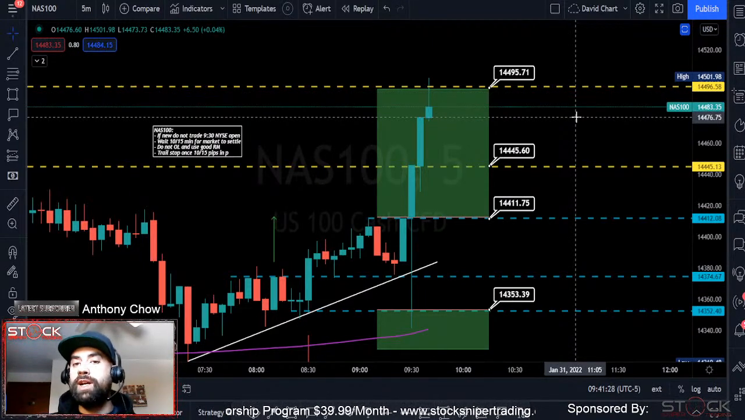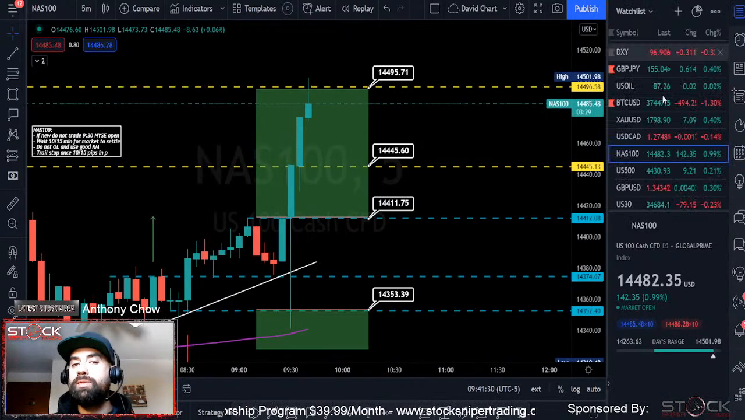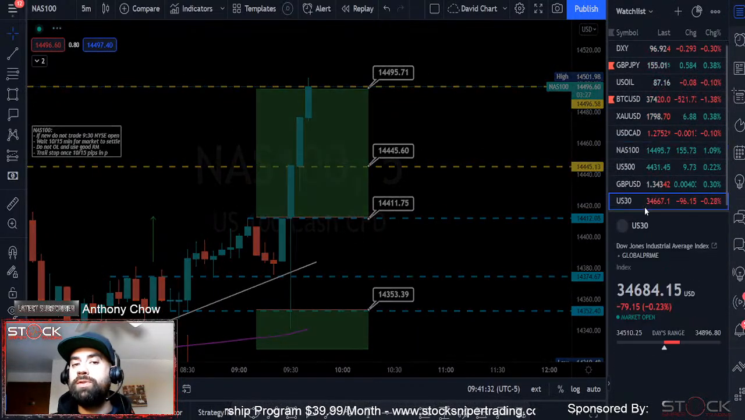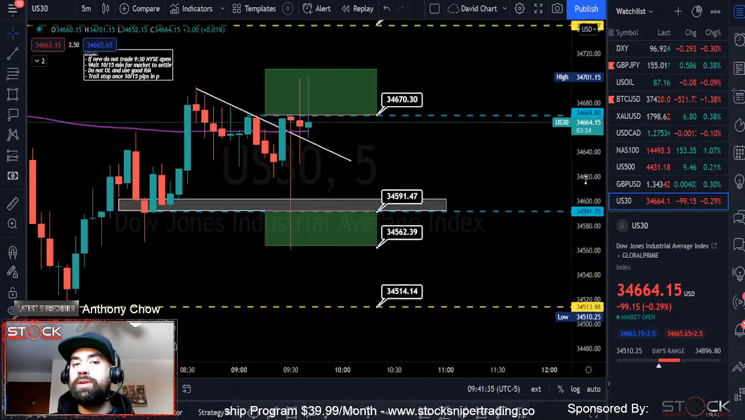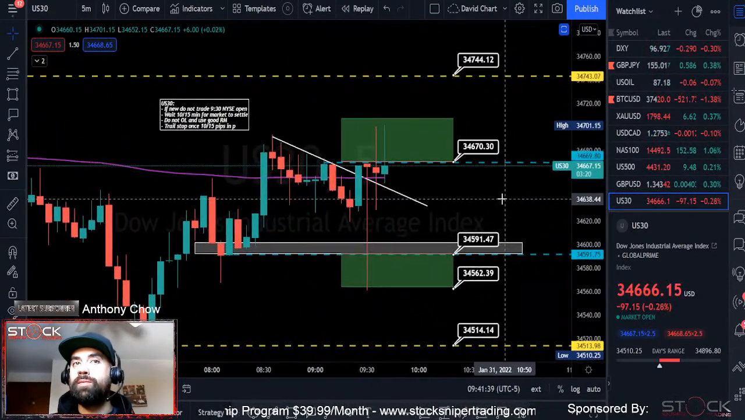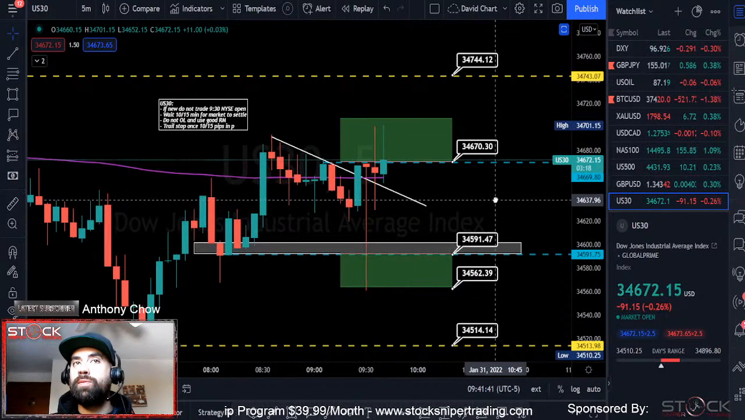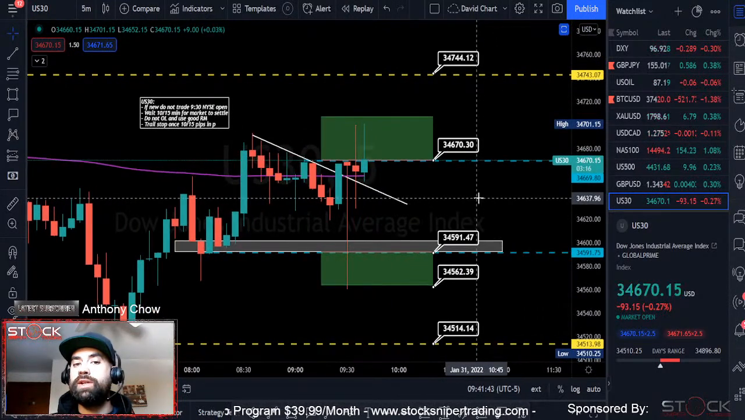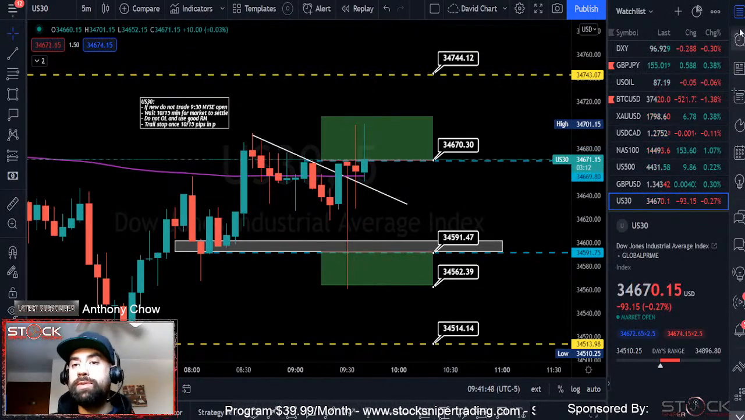But look at US 30, guys. Let's take a quick look at US 30. We were watching Nasdaq get that pump. It was beautiful. But see what US 30 is doing. Okay, look at this. Indecision on both fronts. This is because of the news.